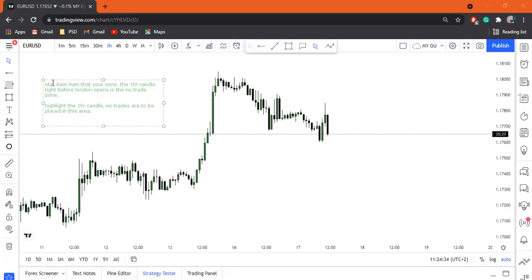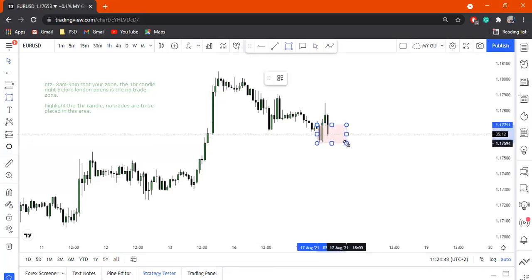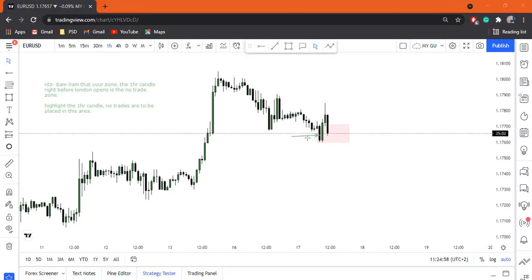So once you have your zone, we are going to check. Well, let's highlight our zone first. That is this candle, the 8 to 9 candle. This bearish candle right here was our 8 to 9 candle. All right, so you need to check.